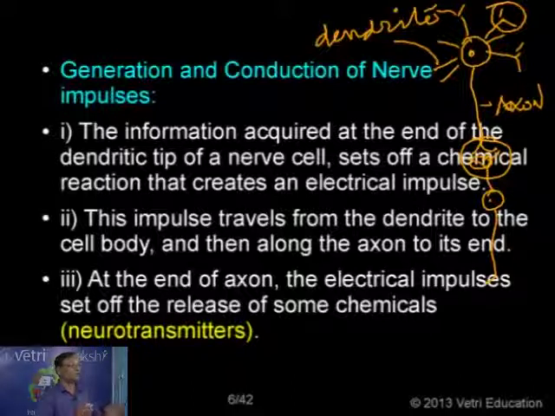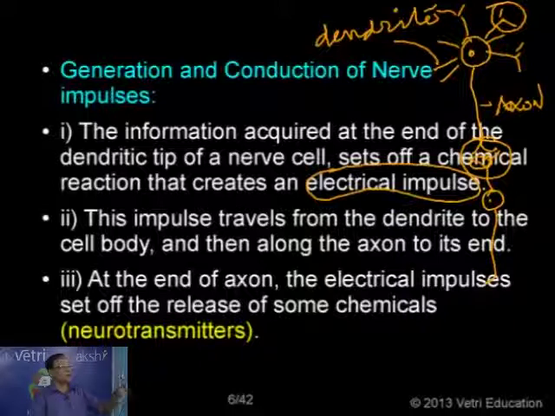Simply we can say at this juncture that once the information is received by the nerve cell at the dendritic tip, it sets up certain chemical reactions which lead to the production of what is called an electrical impulse. You know that impulses are conducted only in the form of electrical impulses from the brain to the effector organ, or from the receptor organ towards the brain or the spinal cord. That is what is happening. So any information in the case of a nerve cell is conducted in the form of an electrical impulse.